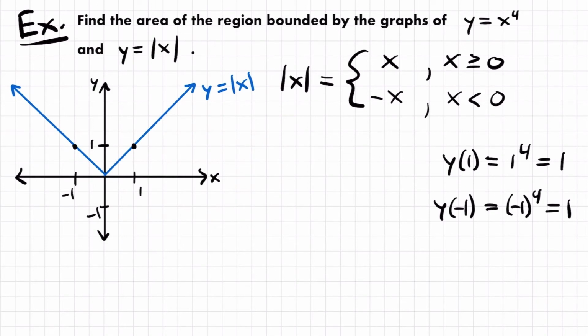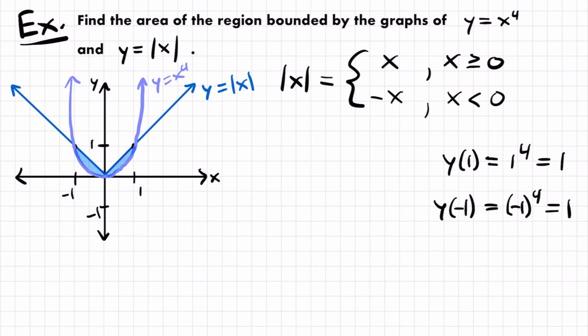And so that is where y equals x to the 4th power is going to intersect with the absolute value function. And so if we draw that parabola, it will look something like this. That is our function y equals x to the 4th power. And so now we can see that the region bounded by these two graphs includes this region right here and this region right here. And so the area that we want to calculate will be the area of this region and this region.